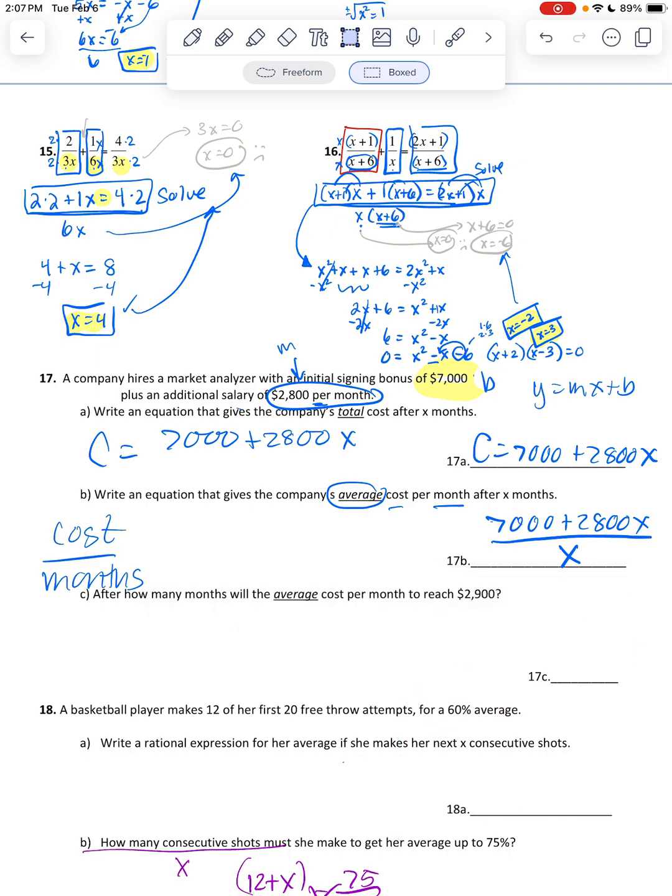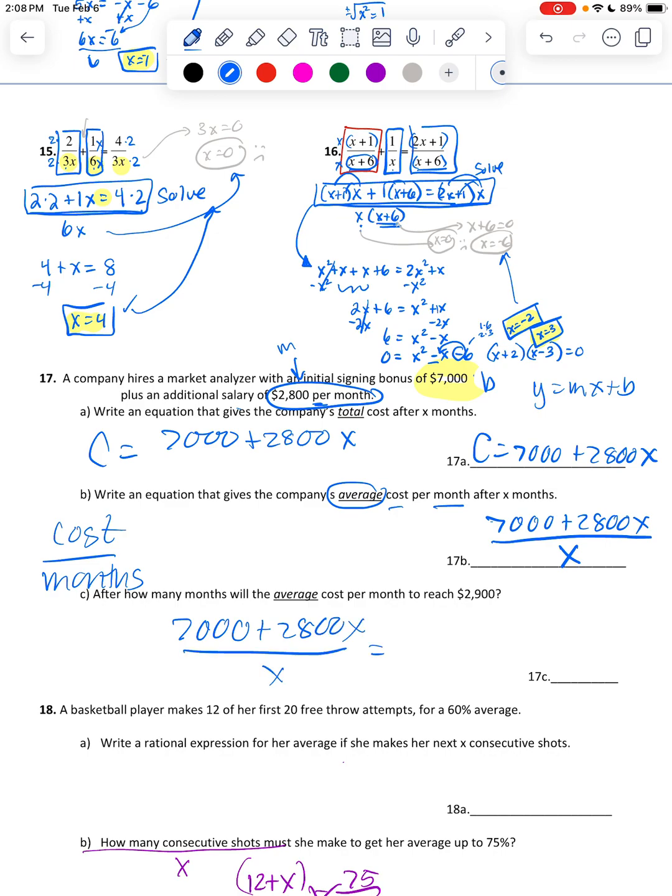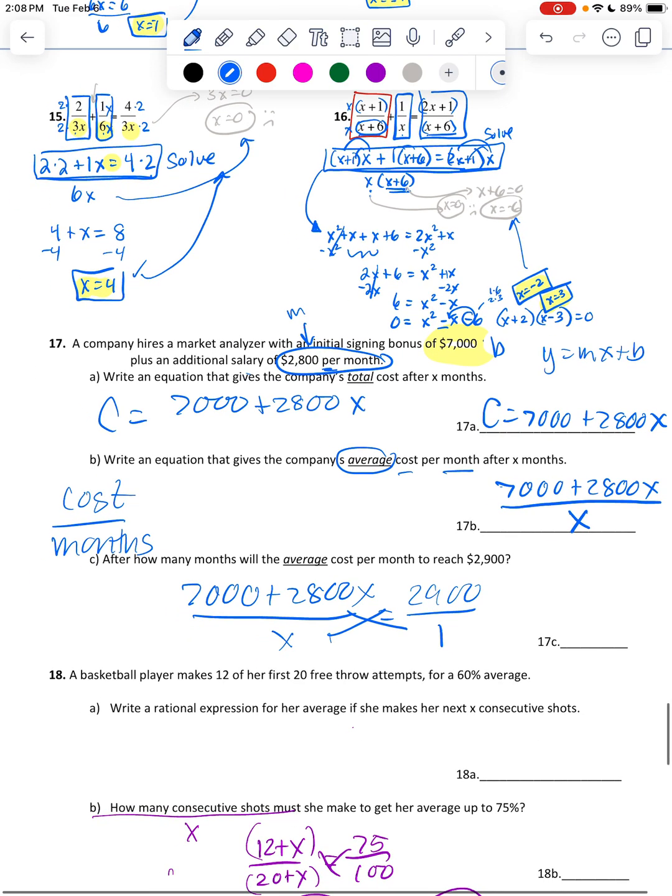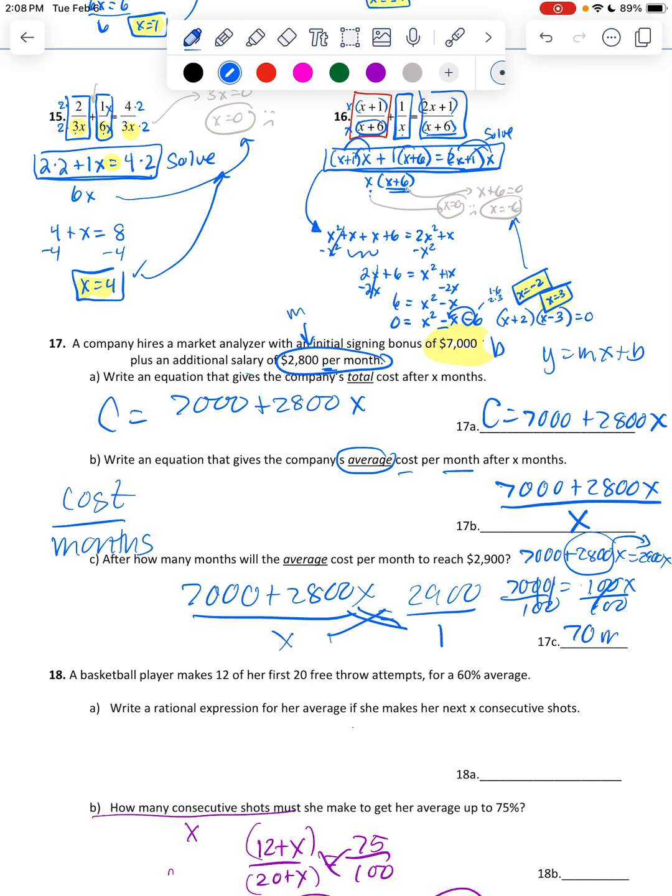All right, after how many months will the average cost, so that's this thing I just wrote, be $2,900? And if it makes your life easy, put it over 1. Then you can cross multiply. I didn't leave myself very much room. So I'll have 7,000 plus 2,800x, because that just got multiplied by 1, equals 2,900x. So if I move the 2,800x over by subtraction, 2,900 minus 2,800 is going to leave me with 100x. And then if I divide both of these by 100, I'm going to end up with 70 months.